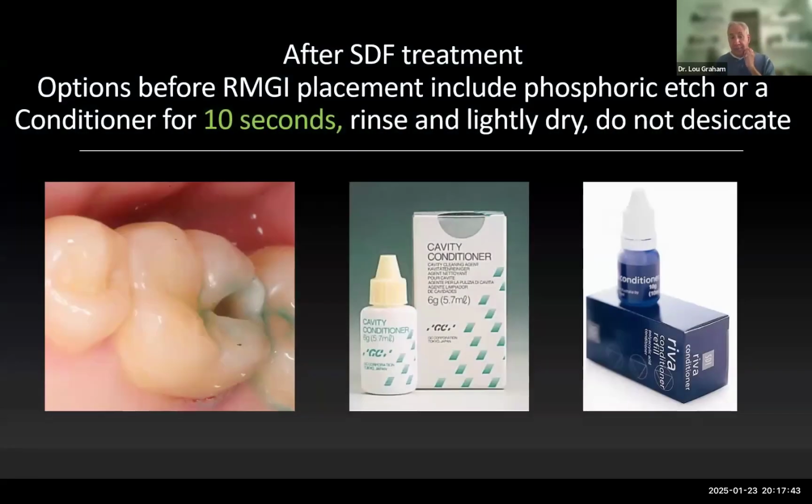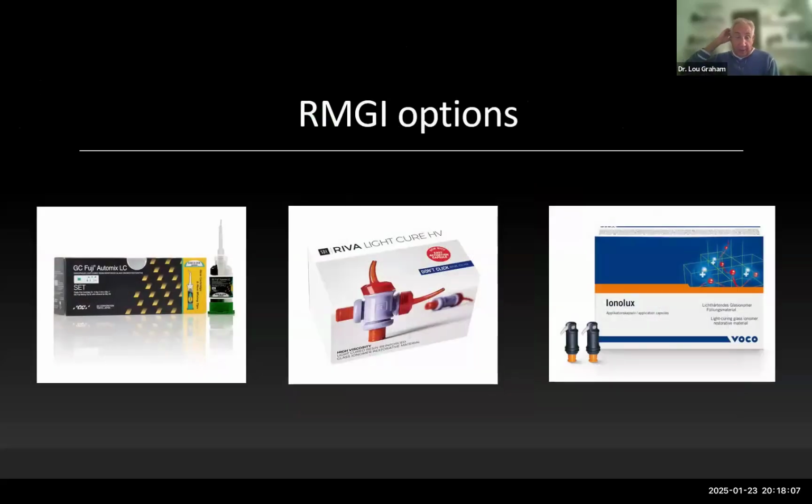So here's the RMGI approach. You could etch, or you can condition. So for me, after I've already done my Silver Diamine Fluoride, I'm basically going to condition the dentin for 10 seconds instead of phosphoric etch. I'm just going to rinse, blot dry, and I'm going to place one of my RMGIs. A light curing glass ionomer, 2 millimeters is the recommended depth.